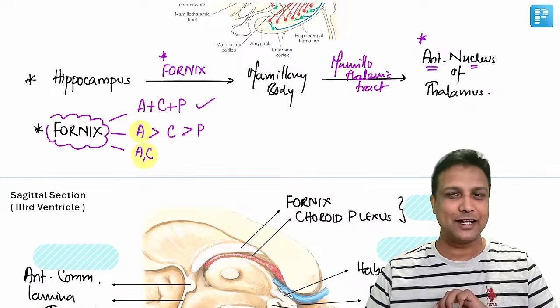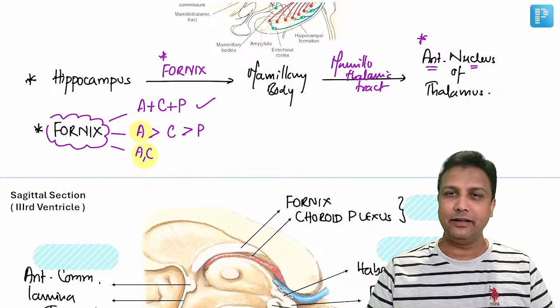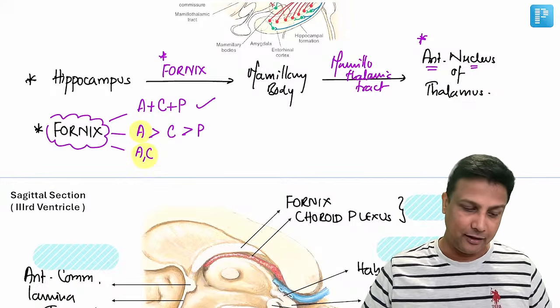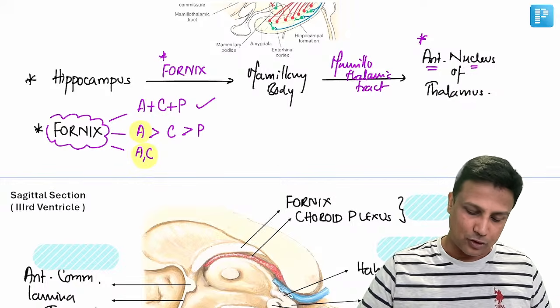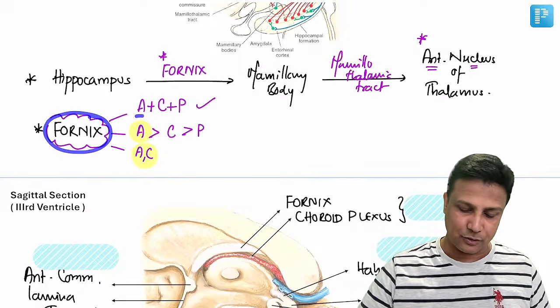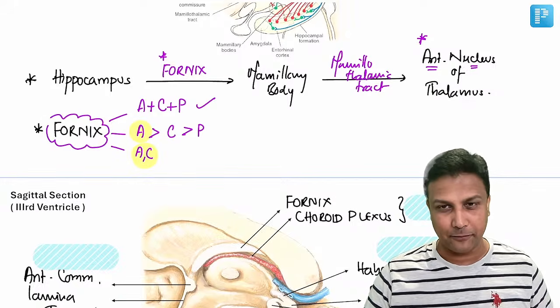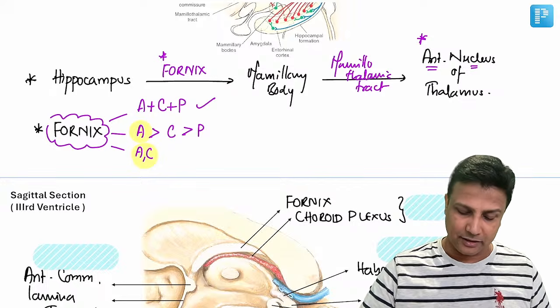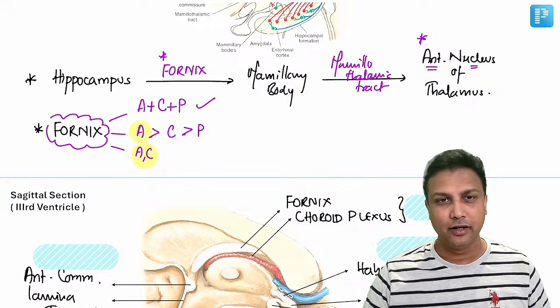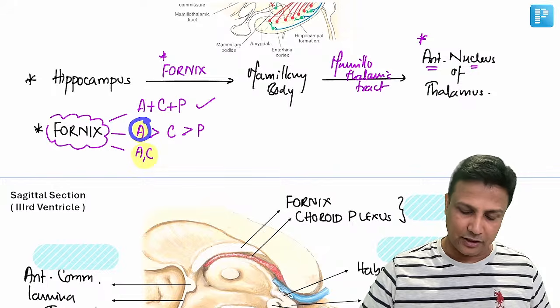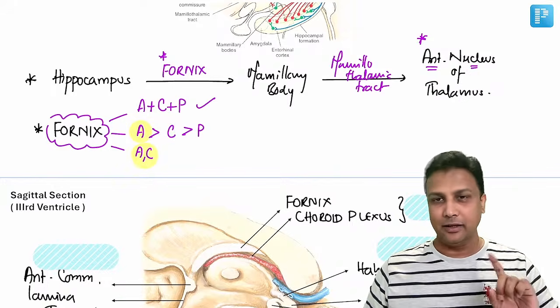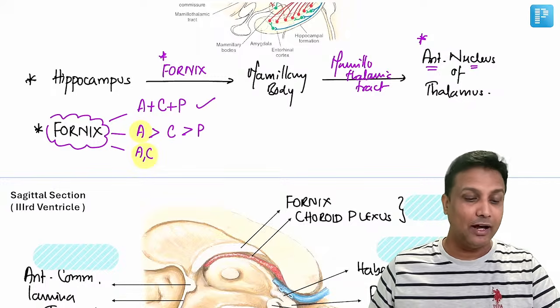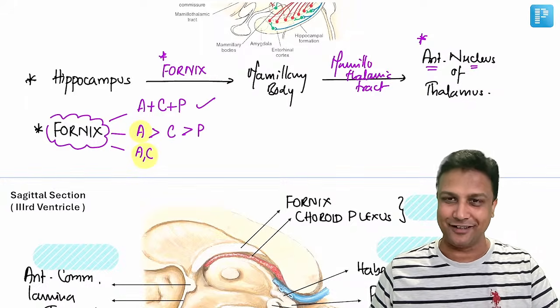So 3 MCQs are actually done here. Let me repeat that once more, and it's worth repeating. Remember, fornix belongs to all 3 types of fibers: association, commissural, and projection fiber. If you want any one best answer, the best answer will be association fiber. If you want any best one combination here, association and commissural will be the better combination. I hope this concept is crystal clear now.